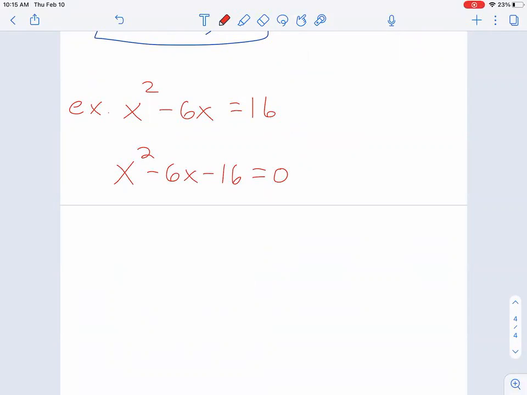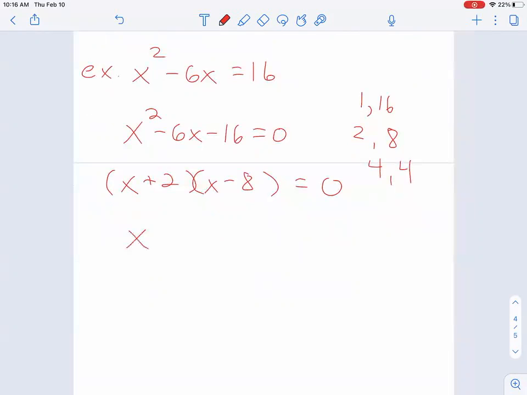Now it's the same idea, factor that guy. So I have x and x. Factors of 16 might be 1 and 16, 2 and 8, or 4 and 4. Yeah, 2 and 8, so it looks like it's going to be a +2 and a -8, right? So that factors into x plus 2 times x minus 8. And now our answers, remember, will be the opposite of that, or whatever makes it 0. So x equals -2, and then +8 for that guy.